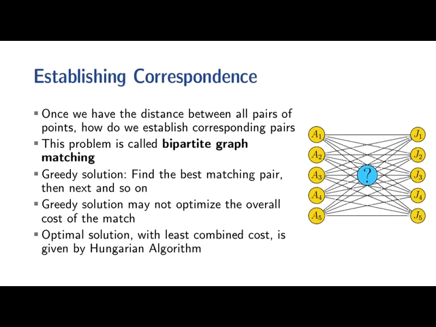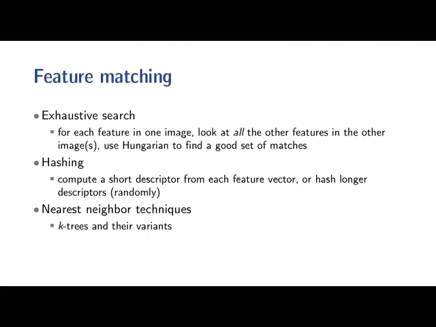I'm not going to discuss the Hungarian algorithm. It just exists. You can go look it up. I'm just pointing out that that's the optimal solution, or you can settle for a greedy solution, which is non-optimal. So this strategy was exhaustive search. For each feature in one image, look at all of the features in the second image, and use the Hungarian algorithm to find a good set of patches.